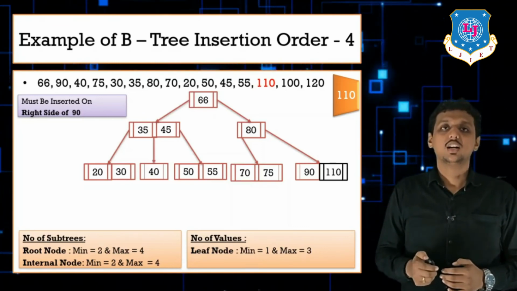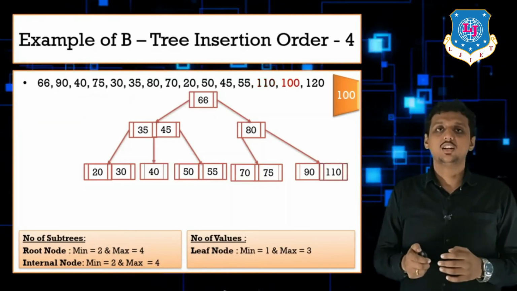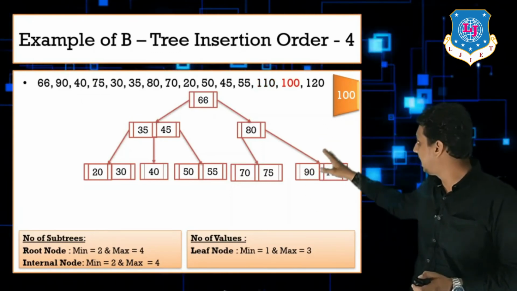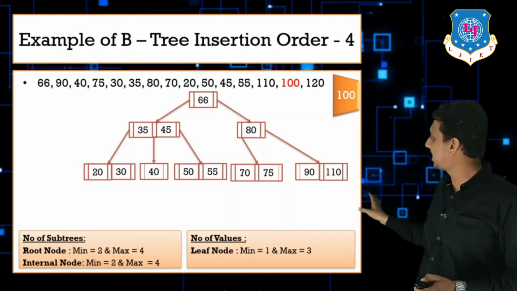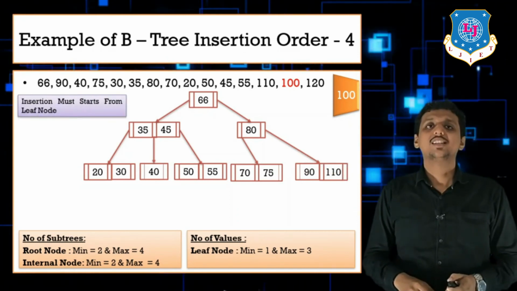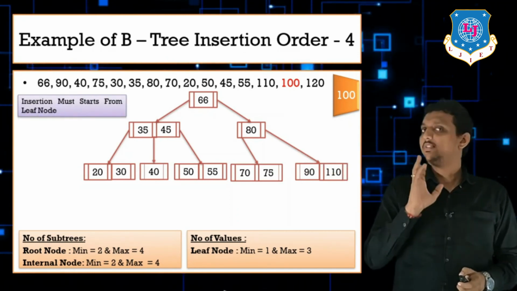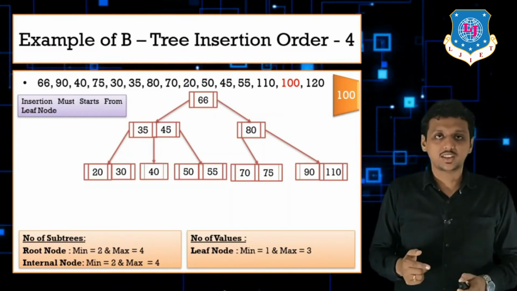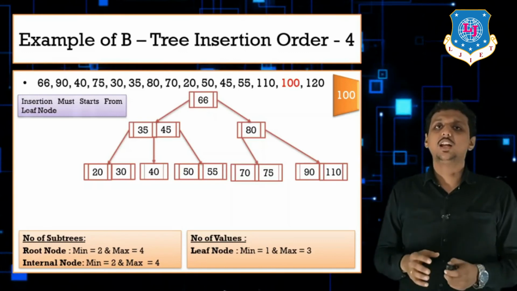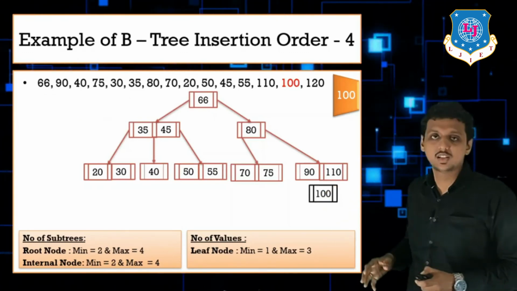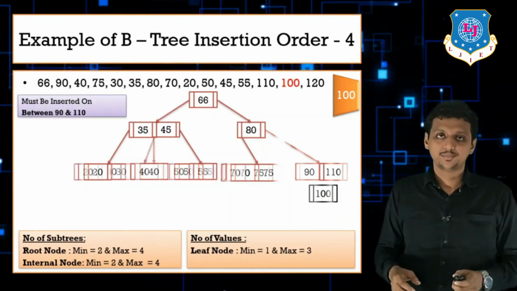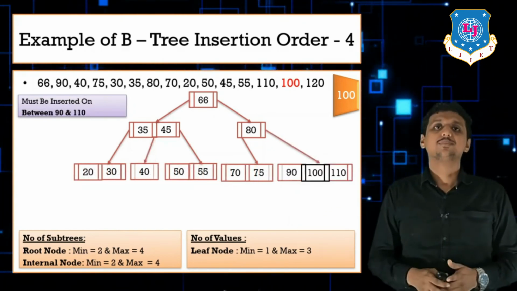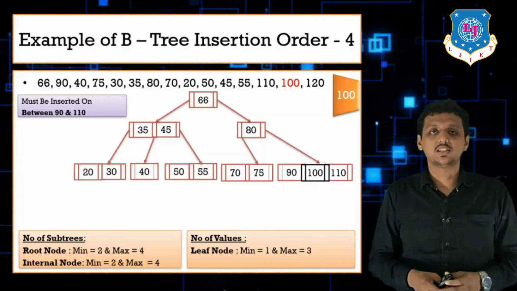Next we have 100. So students, 100 is greater than 66, greater than 80. Okay, so move towards the right leaf node, that is 90 and 110. So can we insert 100 directly? Yes, because we have enough space over there. So just insert 100 in between 90 and 110 according to ascending order. Okay, so here it is. 100 is inserted in between 90 and 110.